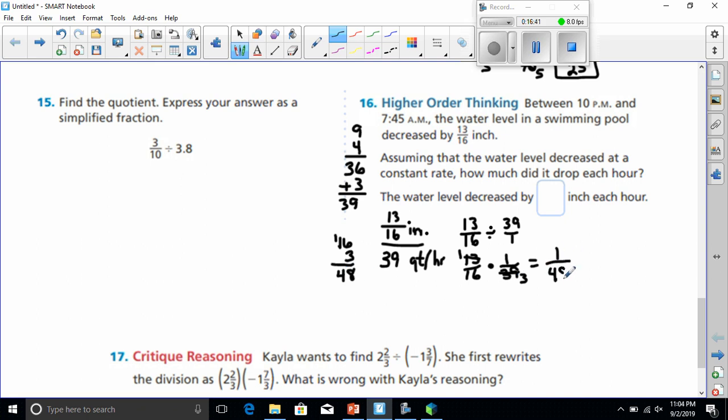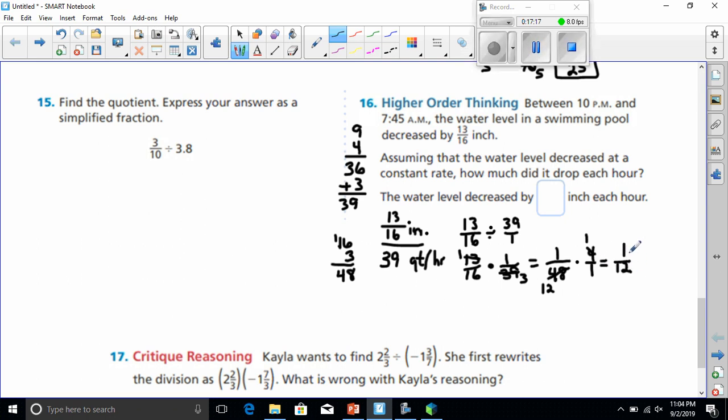And now we have to multiply this. Remember, they want to know how much is in each hour. We know there's 1 in 48 quarter hours, but now to find out how much it would drop each hour, we have to multiply this by 4. Okay? And so that's going to be 4 over 48. Again, we can use the butterfly method and put a 1 there. And that would put a 12 down here. And that's going to give us 1 over 12.